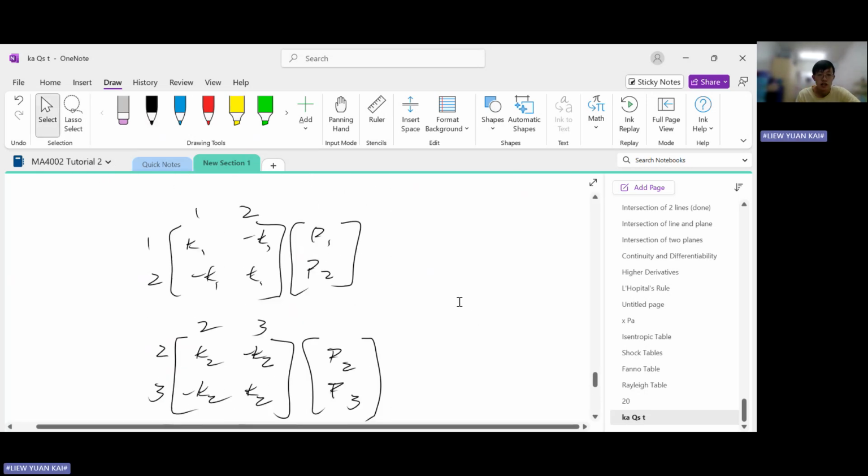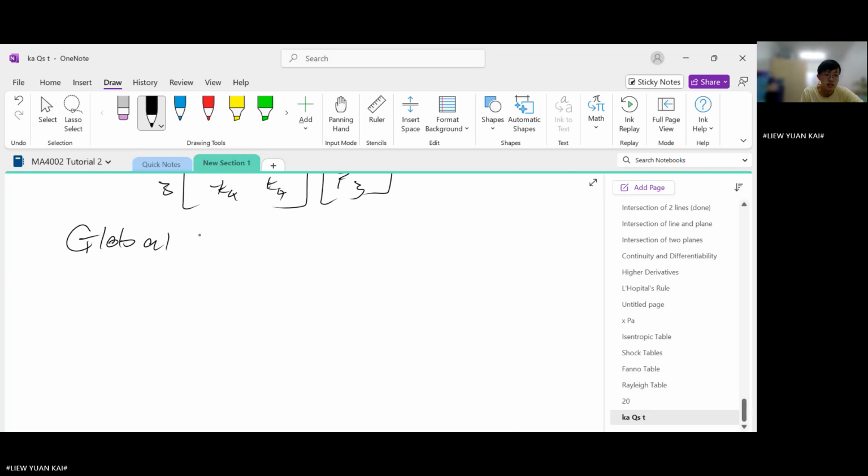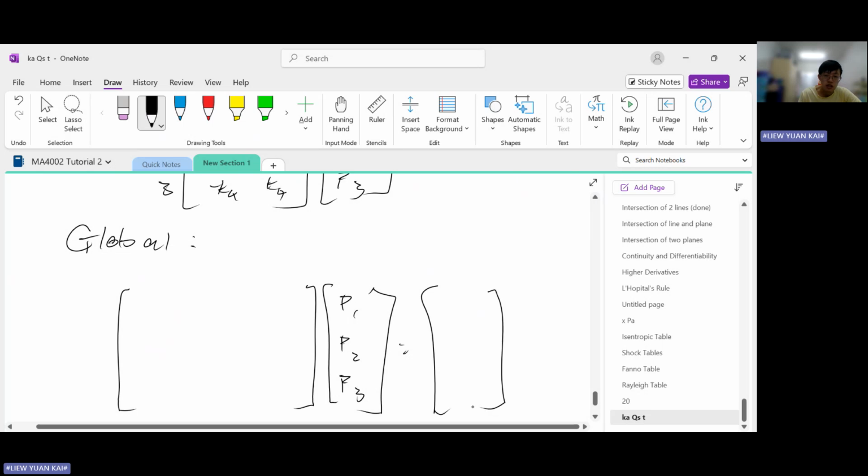Once we have our element equilibrium equations, we can finally assemble them into the global stiffness matrix. We have three nodes, therefore we will open a 3 by 3 matrix. Here's the pressure vector, so P1, P2, P3. And here's the fluid flow, so Q1, Q2, Q3. So inside here we have the stiffness terms. Now, how do we do this?